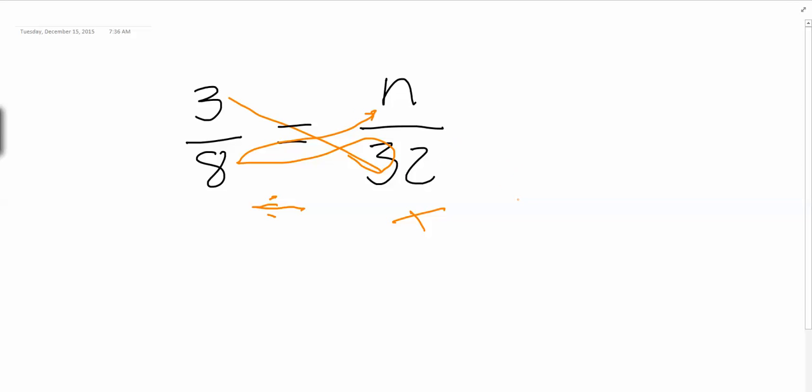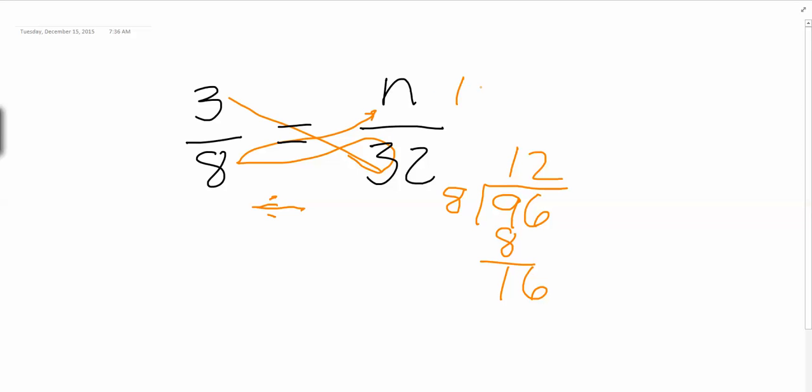So 3 times 32, well, I know 3 times 30 is 90, and I know 3 times 2 is 6. So this is going to be 96 over on this side. So I'm going to have to divide that 96 by 8. So we put 8 here. 8 goes into 9 one time. We put the 8 here, subtract it out. We get 1 and 6. And everybody knows that 16 is equal to 8 times 2. So our answer is going to be 12.